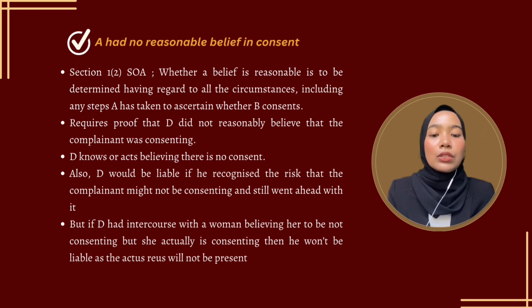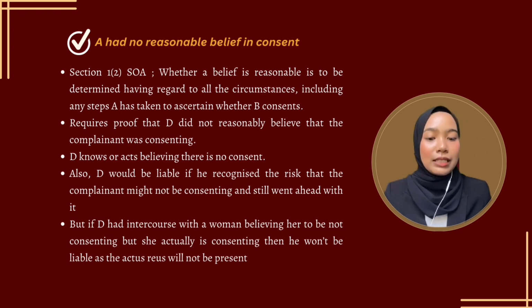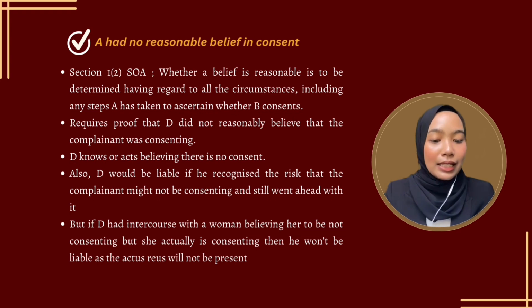So, D knows or acts believing there is no consent. Also, the defendant would be liable if he recognized the risk that the complainant might not be consenting and still went ahead with it. But if the defendant had intercourse with a woman believing her to be not consenting, but she actually consented to it, then he will not be liable as the actus reus will not be present.